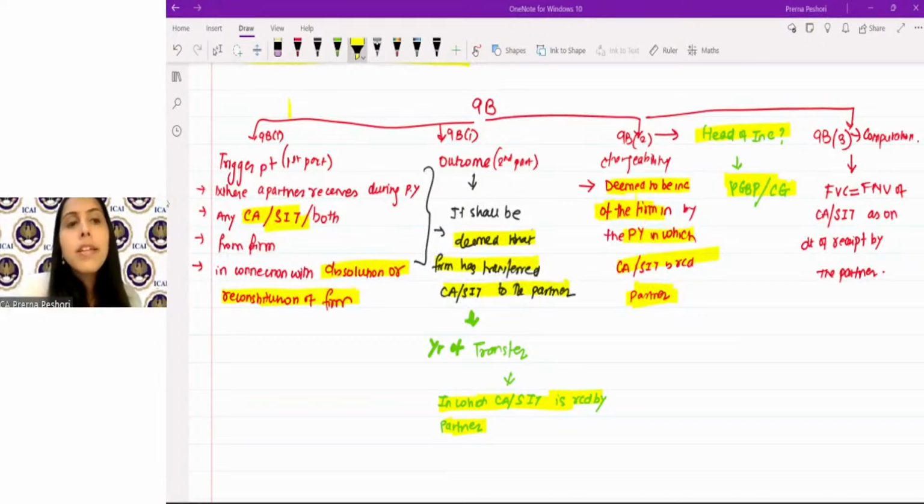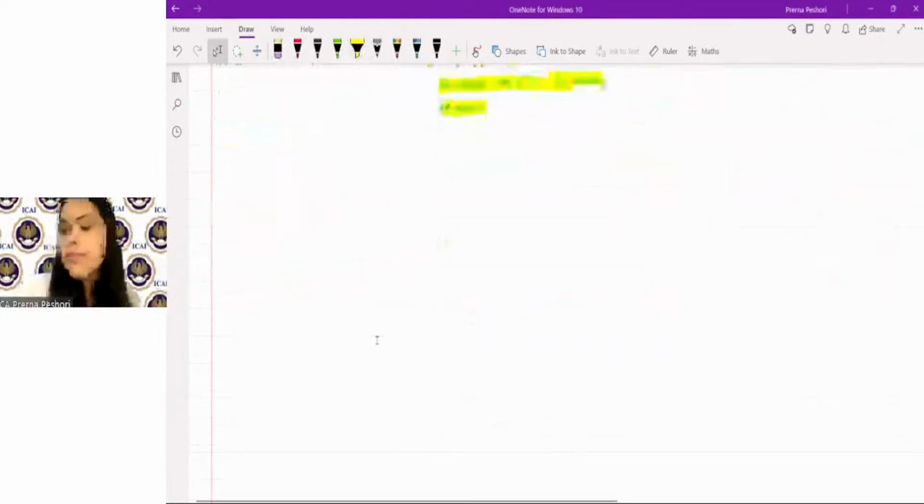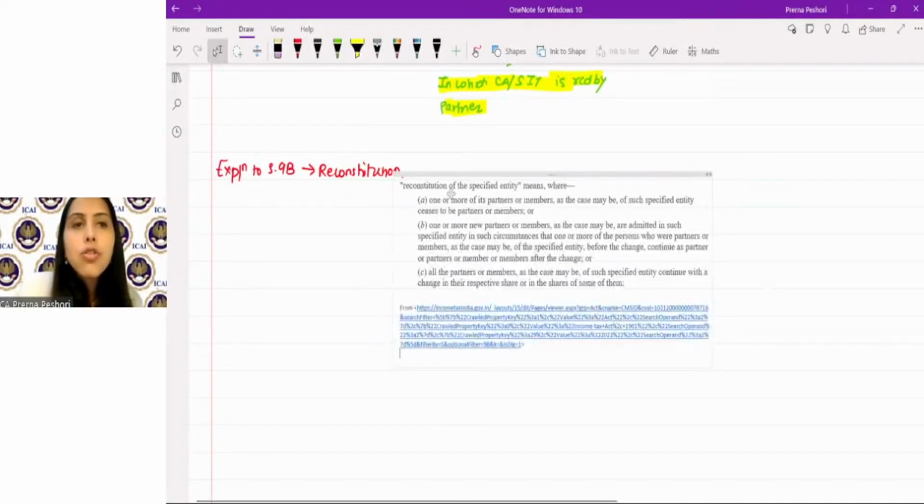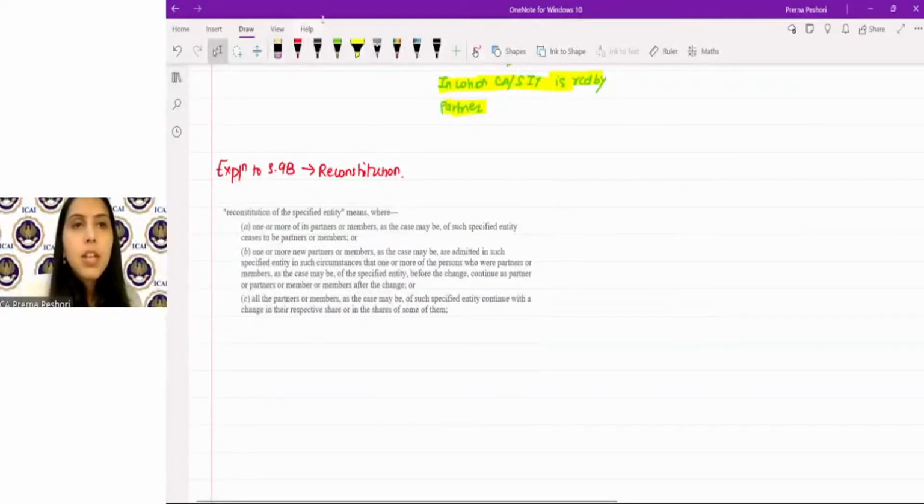So reconstitution is defined by way of the explanation to section 9B. And what does it provide? Explanation to section 9B, reconstitution. Reconstitution of the specified entity means where one or more partners or members, as the case may be, of such specified entity cease to be the partners or members, meaning retirement.